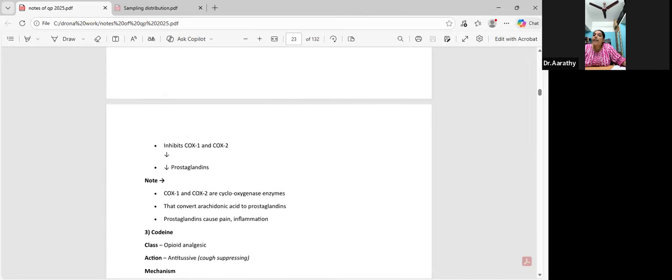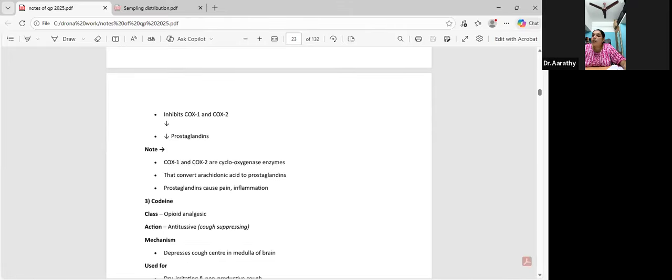The action is they inhibit the cyclooxygenase enzymes, 1 and 2. What is the role of cyclooxygenase? They convert the arachidonic acid into prostaglandins. Prostaglandins cause pain and inflammation in the body. So by blocking the cyclooxygenase enzymes, the release of prostaglandins is inhibited so that there is no pain and inflammation. Okay, so that is how mefenamic acid acts.